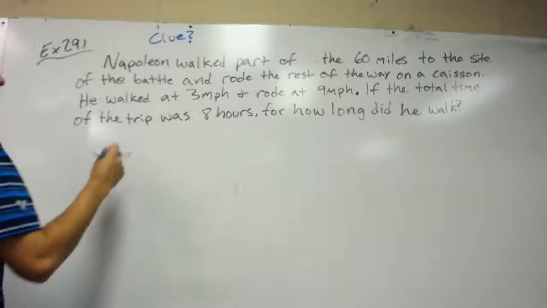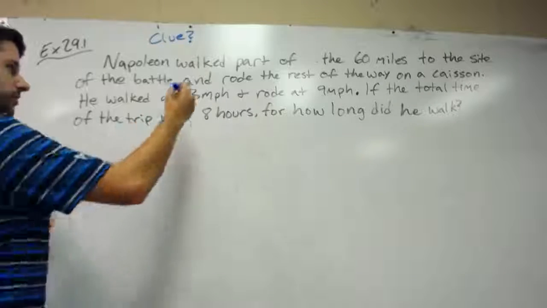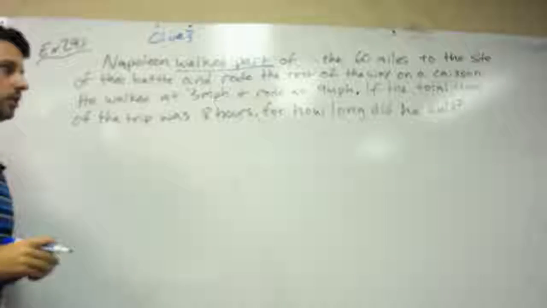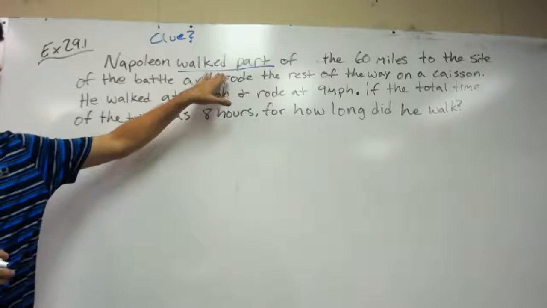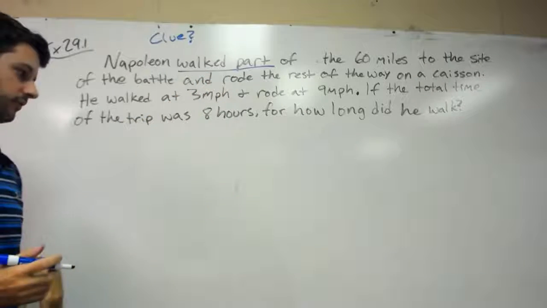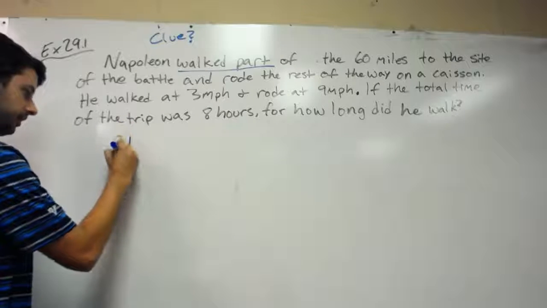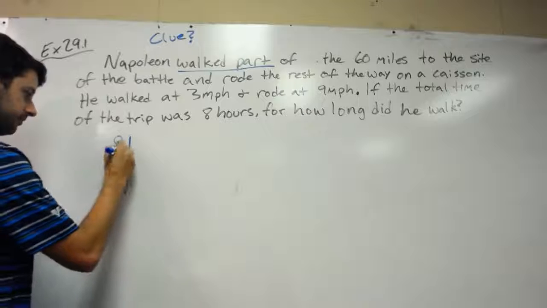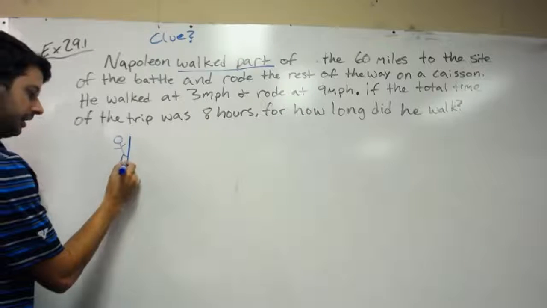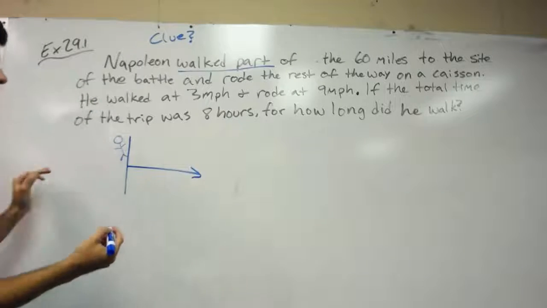Let's see. Napoleon walked part of the 60 miles. Okay, first of all, part. Okay, walked part. So what that means is he did not walk the entire way. He only walked part of it. So if I was drawing a little graph, here's Napoleon, blue for the French. Here's Napoleon. It says he walked part of the 60 miles.